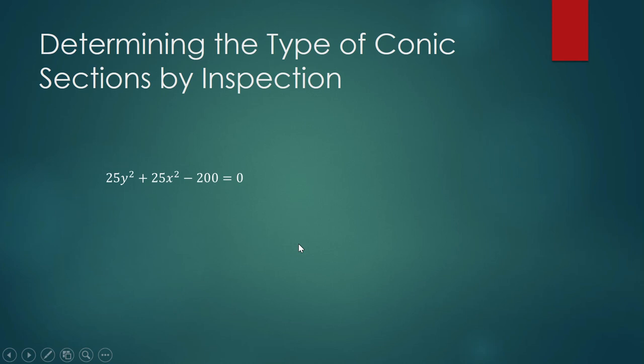How about this one? 25y squared plus 25x squared minus 200 is equal to 0. This one can be an ellipse, this one can be a circle, but because the coefficients of y squared and x squared are equal, and they carry the same signs, this should be a circle.